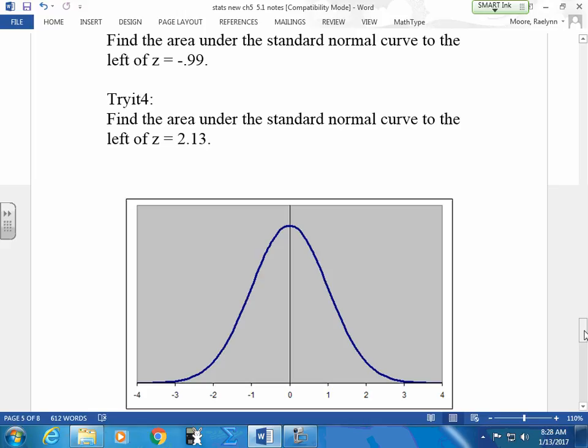All right, the first time through, we're going to find the areas to the left. This is example 4, and try it 4. I want you to do this with me. We're going to find the area to the left of negative 0.99. Where do I find negative 0.99? Really close to negative 1, right? To the left or to the right of it? To the right of it. It didn't hit negative 1 yet. So negative 0.99. I'm looking for my area to the left. Give me an estimate. Chris.